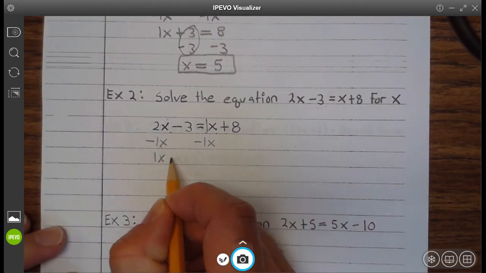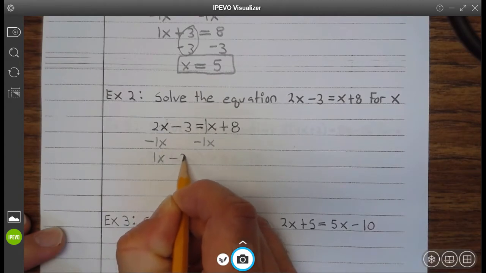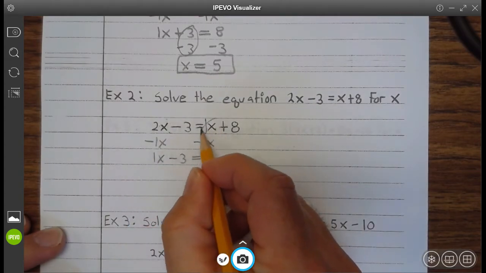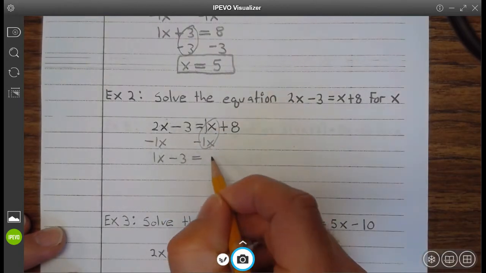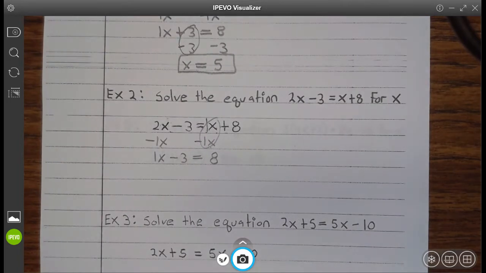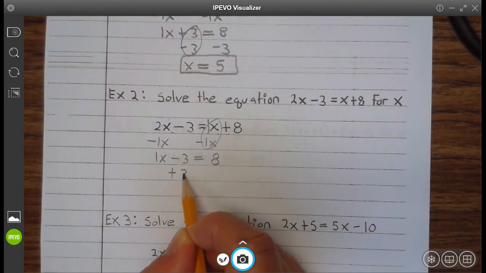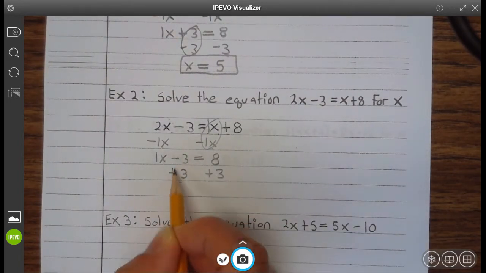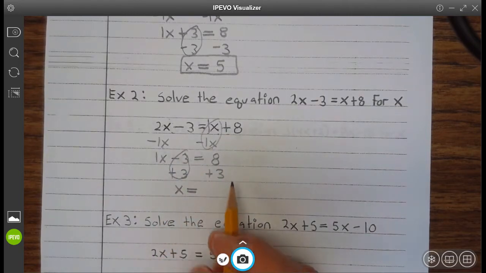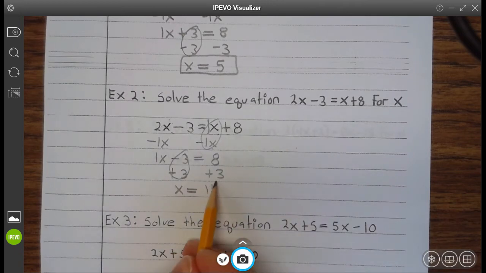Okay, so then we have 1x minus 3 equals 1x minus 1x, that's 0, equals 8. And then we're going to add 3 to both sides. Negative 3 and 3 is 0, which leaves x equals 8 plus 3, which is 11.